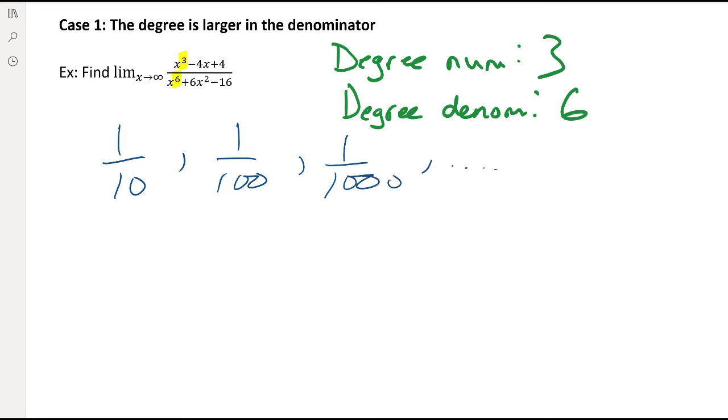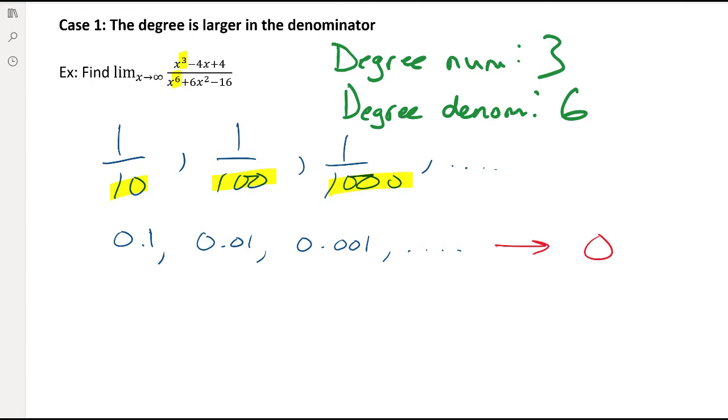Let's write these in decimal form so maybe you can see the pattern here. Notice our denominators are getting larger and larger, right? What does that do to the overall value of the fraction, of the function? Well, 0.1 is a tenth, 0.01 is a hundredth, 0.001 is a thousandth. And what's happening is that our function values appear to be trending towards 0. They're getting closer and closer to 0. In fact, that's the horizontal asymptote for this.